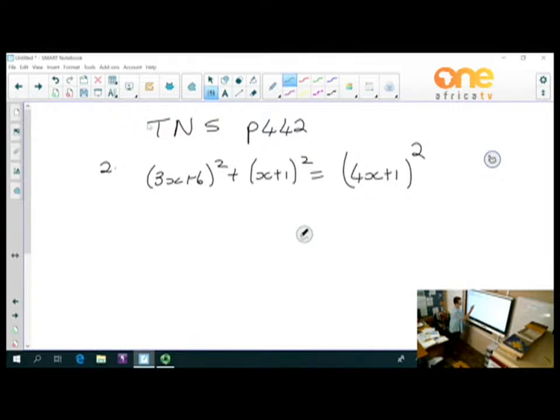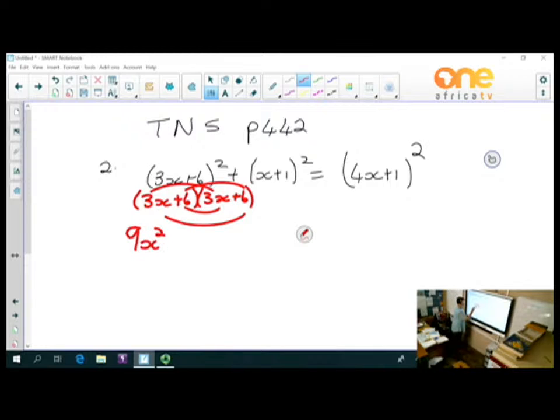So now we have to multiply this out. Now remember what we said. This means it's (3x + 6) times (3x + 6). Don't be lazy to write it out, because otherwise you're going to lose your middle term every time. So now I'm using FOIL: first, last, inner, outer. This is what we're going to do. So this is the 9x².